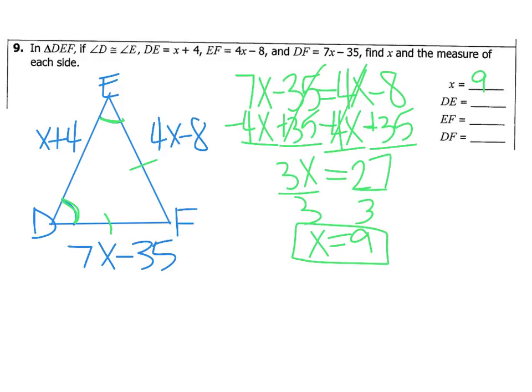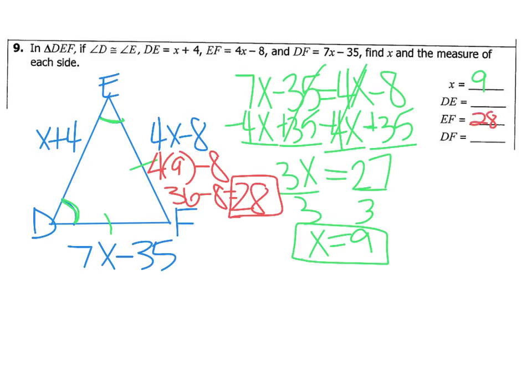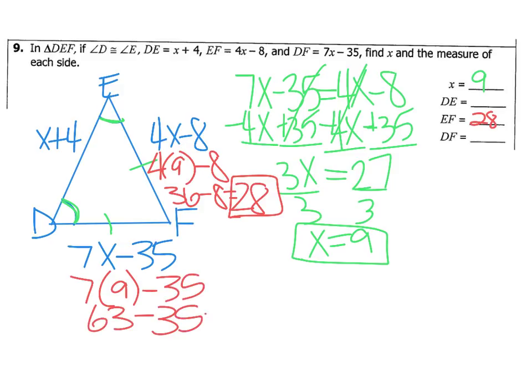Okay, so plug 9 in. Plug 9 into 4 times 9 minus 8. 36 minus 8 gives us 28. So EF is 28. Then 7 times 9 minus 35. 63 minus 35 equals 28.